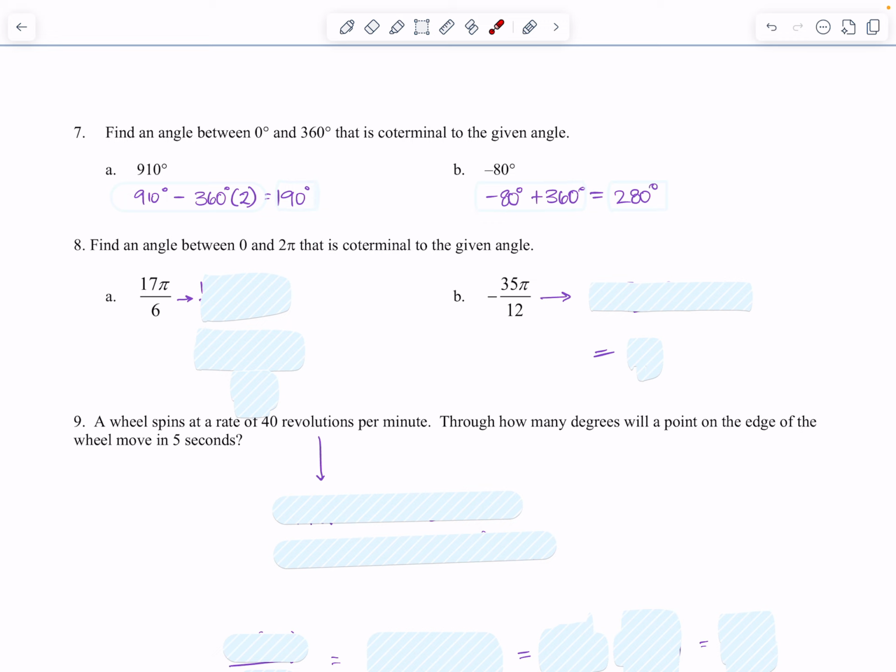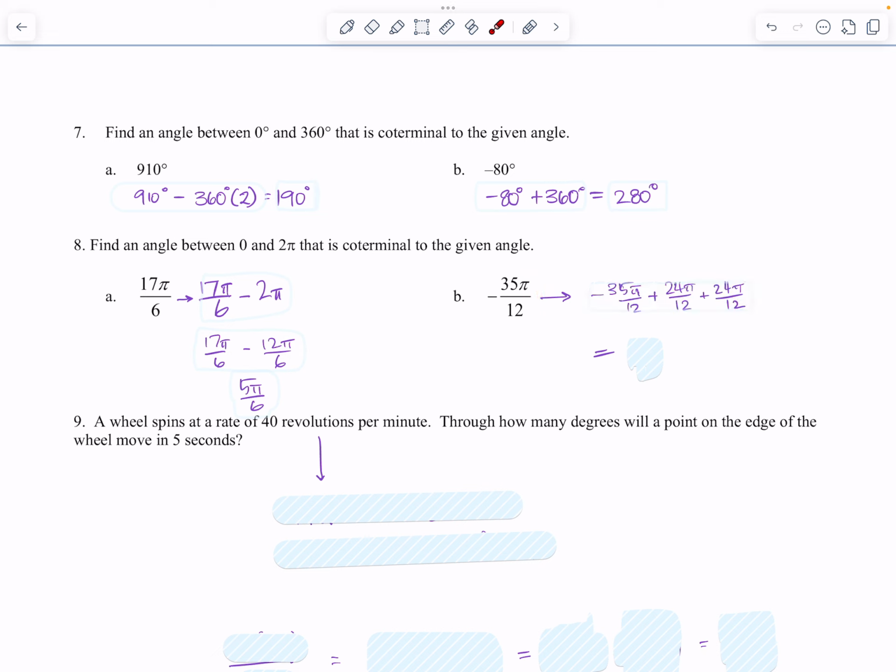So for 17 pi over 6, remember thinking that 2 pi is the same thing as 12 pi over 6. So 12/6 is smaller. So what I'm going to do is subtract a whole circle, but when I subtract that whole circle, I'm going to think of it as 12 pi over 6. So 17/6 minus 12/6 is equal to 5/6. Don't forget your pi.